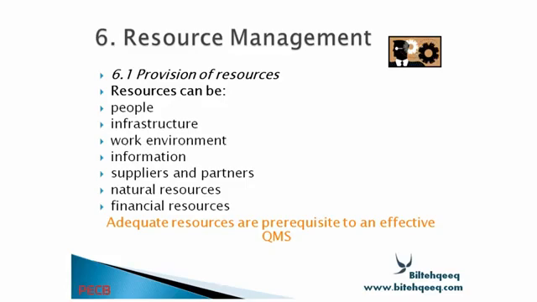The next is resource management. Provision of resources, 6.1. Resources can be people, infrastructure, work environment, information, suppliers and partners, natural resources, financial resources. Adequate resources are prerequisites to an effective quality management system. So the management has to ensure that it is providing all the necessary resources, because if no resources are available, an effective quality management system cannot be implemented.